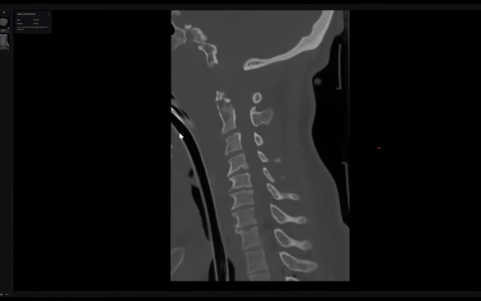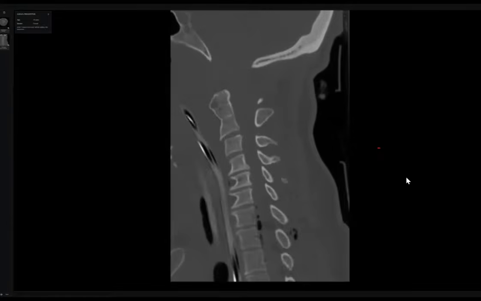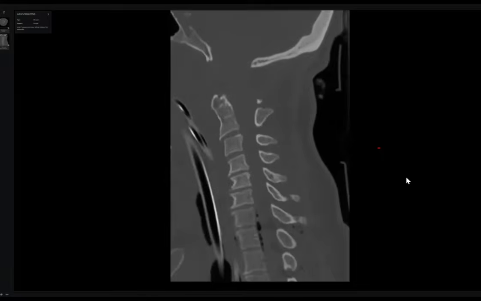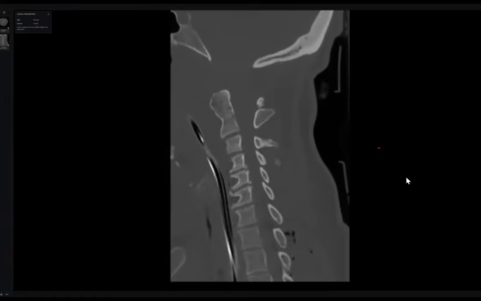And there is this prevertebral soft tissue swelling. Excellent. Yes, indicating prevertebral hematoma. Excellent. Yes. So what's the next step?